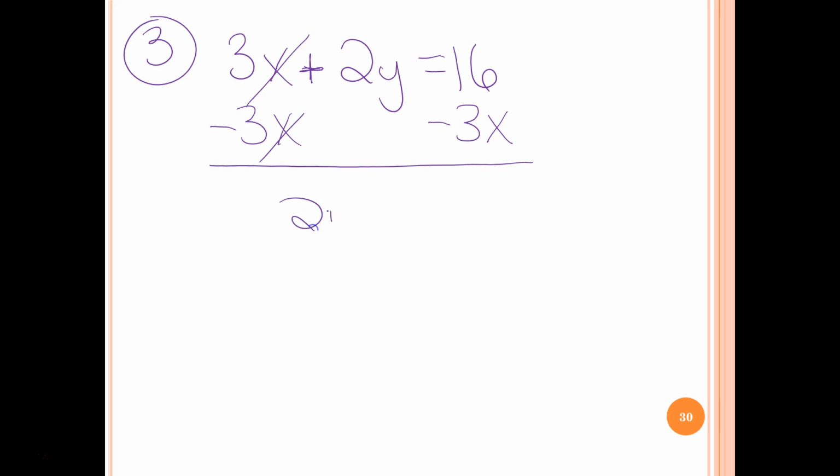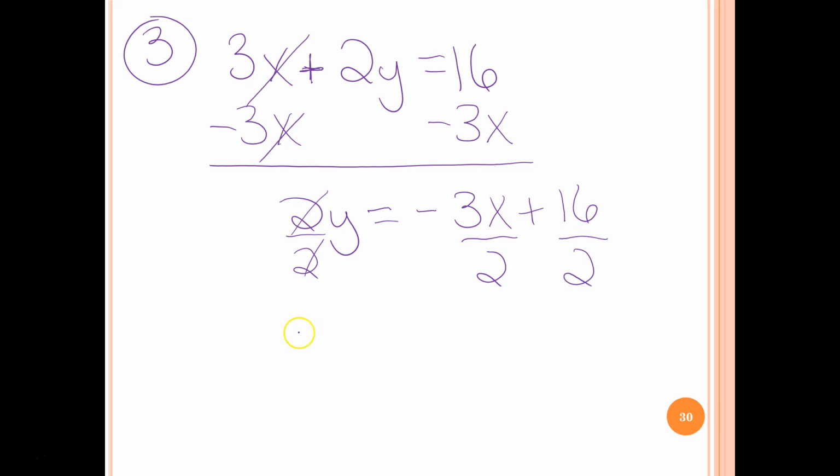And what we're left with is 2y equals 16 minus 3x, or I can write that as negative 3x plus 16. Either way is fine, but this is a pretty standard form that we're used to seeing. Now, in this case, I'm going to divide both sides by 2 to get y by itself. And we can divide this entire expression by 2, or we can divide each individual term. And the reason that I want to divide each individual term by 2, I'll share with you in just a moment once we look at this new equation expressed in its form.